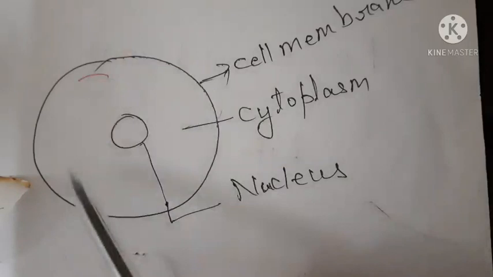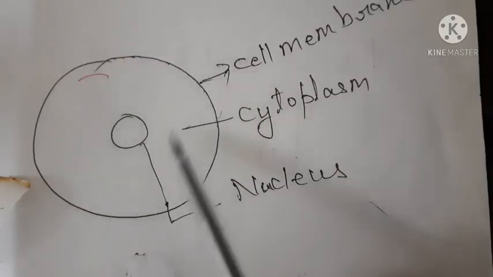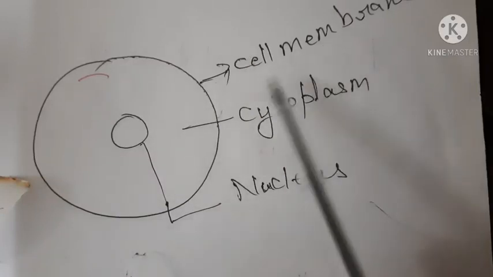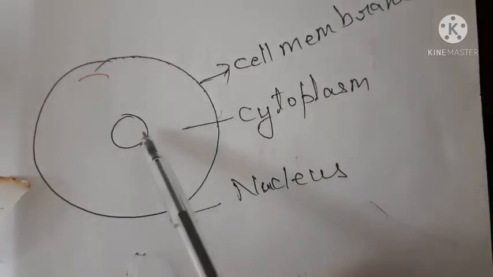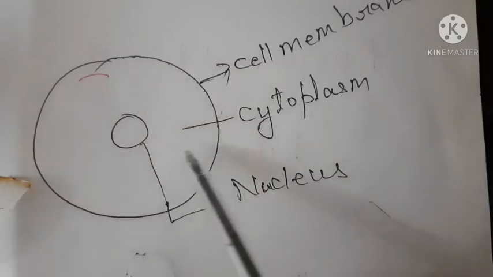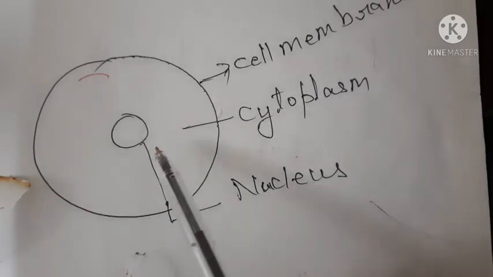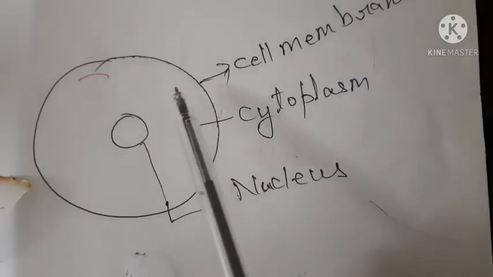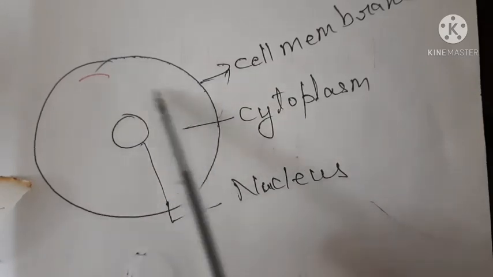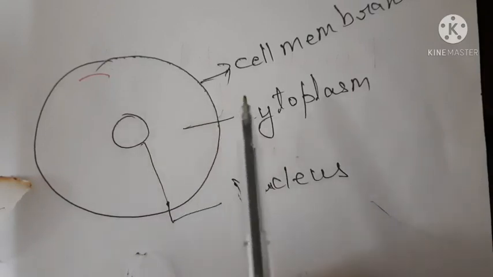And this is the cell. Suppose I have not shown other organelles here. So this outermost is the cell membrane. This is the nucleus, and between nucleus and cell membrane is present a semi-fluid substance which is called cytoplasm. And other cell organelles like mitochondria, ribosomes, Golgi apparatus, they all are present in this cytoplasm. I hope it is clear to everyone.